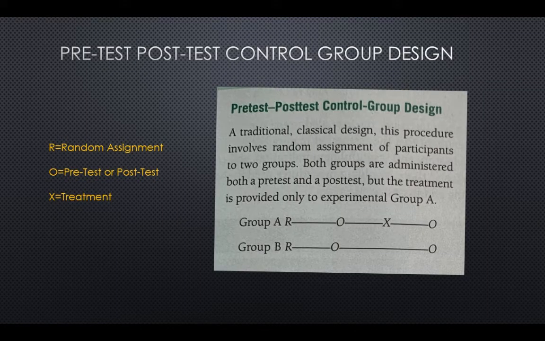This is going to involve 2 groups. Both get the pretest. One of the groups is going to get the treatment. The other group does not receive the treatment. That's your control group. When the treatment is finished, both of the groups are also going to receive a post-test to measure if any change occurred. That's your dependent variable.